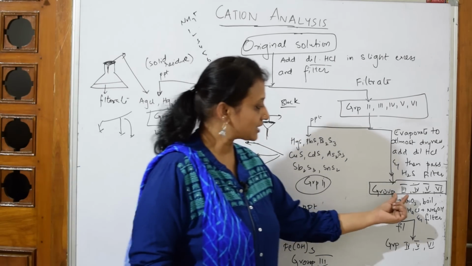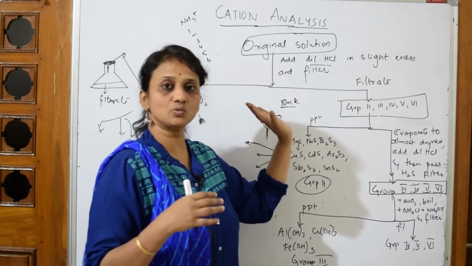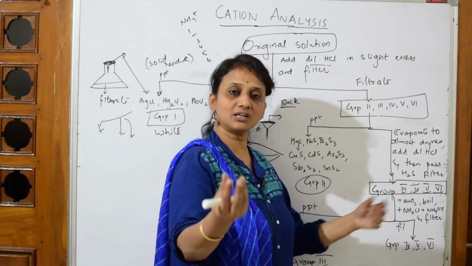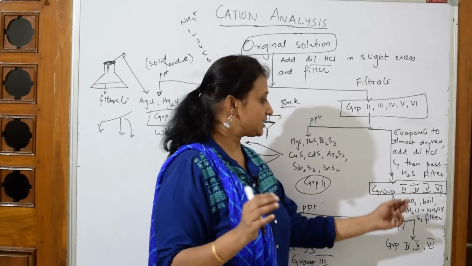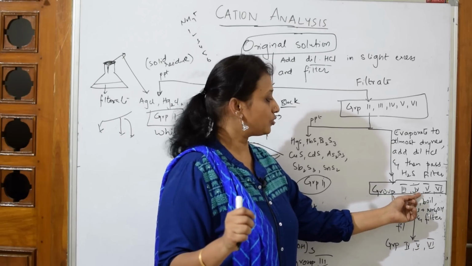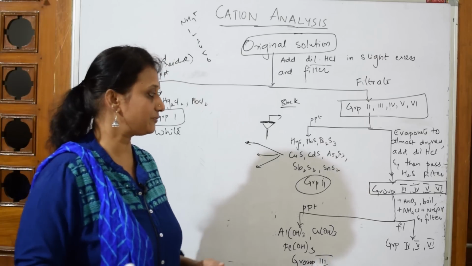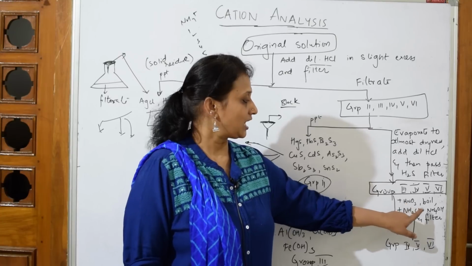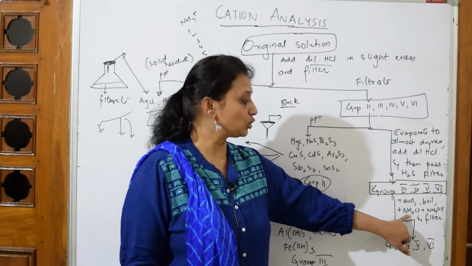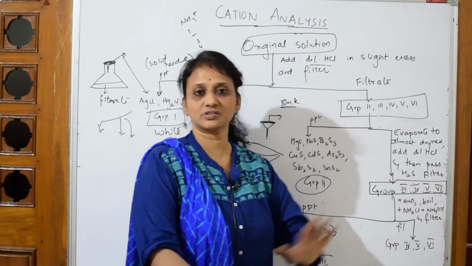Now you have your filtrate, isn't it? So here 1 is ruled out, here 2 is ruled out. Now come to group 3. The clear solution, the filtrate which is present at the base of the conical flask, has group 3, group 4, group 5 and group 6. What will I do now? I'll take out the filtrate. To that filtrate, I'll be adding nitric acid. I'll be boiling it. Then I'll be adding the group reagent, that is here ammonium chloride and ammonium hydroxide.